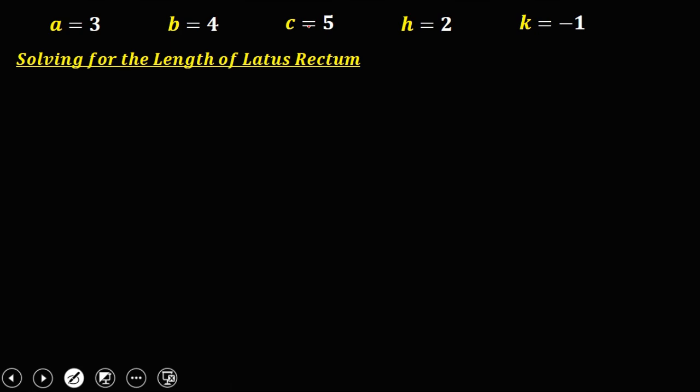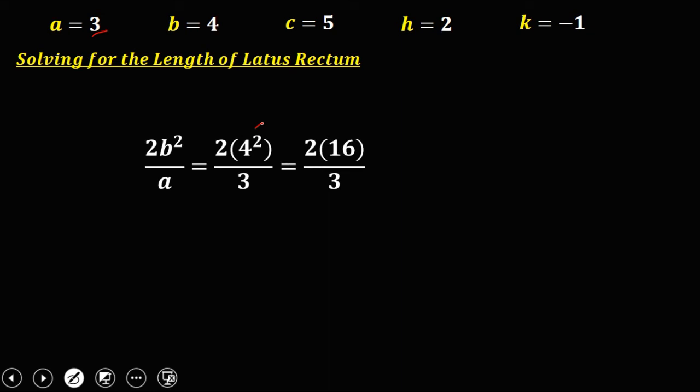Then to solve for the length of the Latus Rectum from this formula, so 2 times b squared, that's 4 squared over a is 3. Then this 4 squared is 16, and 16 times 2, that's 32, and this 32 divided by 3. So the length now of the Latus Rectum is 10.67.